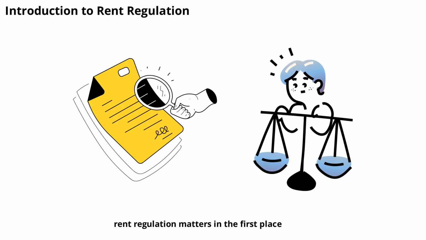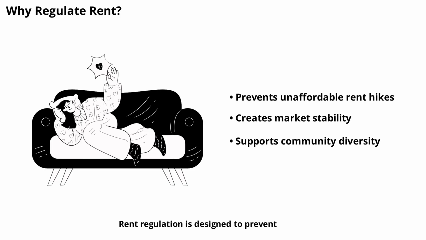Let's start by looking at why rent regulation matters in the first place. Rent regulation is designed to prevent housing from becoming unaffordable for ordinary people. Without rules, landlords could raise rents sharply, forcing tenants to move or face financial hardship. Regulations help create stability in the rental market, making it easier for families to plan their budgets and stay in their homes. They also discourage speculative practices that can drive prices up.